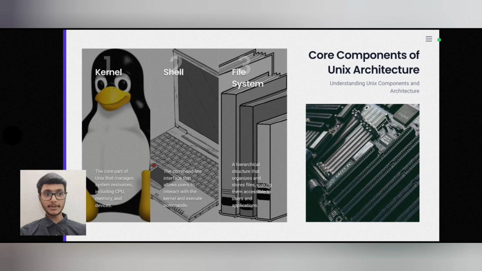Core components of Unix operating system are kernel, shell and file system. Let us discuss one by one. Kernel. Kernel is a core part of Unix that manages system resources including CPU, memory and devices. Shell. The command line interface that allows users to interact with the kernel and execute commands. File system. A hierarchical structure that organizes and stores files, making them accessible to users and applications. These are three core components of Unix architecture.